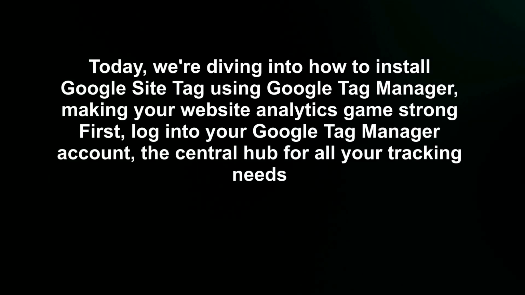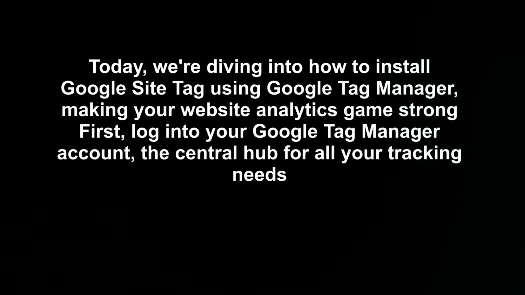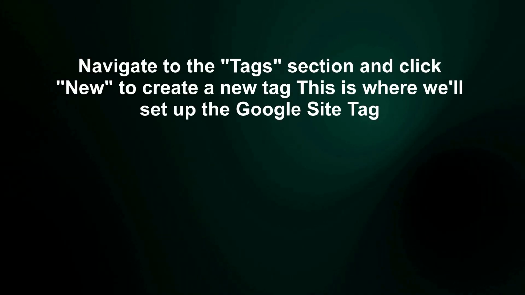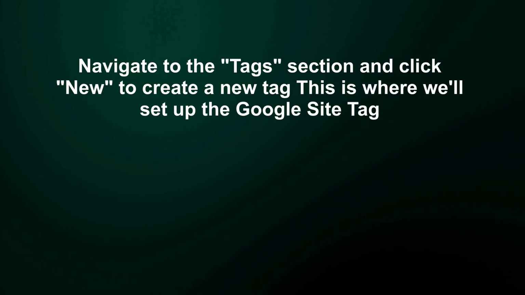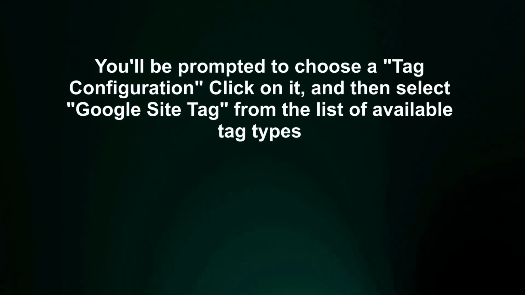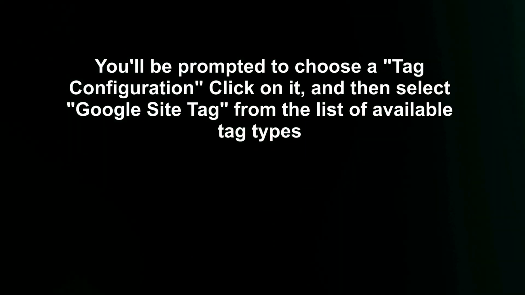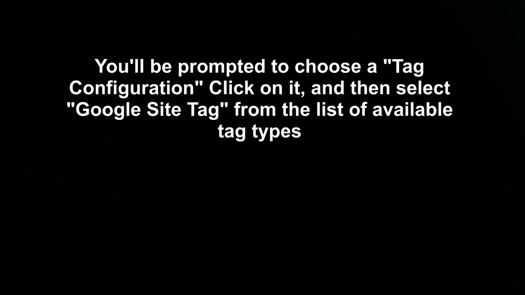First, log into your Google Tag Manager account, the central hub for all your tracking needs. Navigate to the Tags section and click New to create a new tag. This is where we'll set up the Google Site Tag. You'll be prompted to choose a tag configuration. Click on it, and then select Google Site Tag from the list of available tag types.